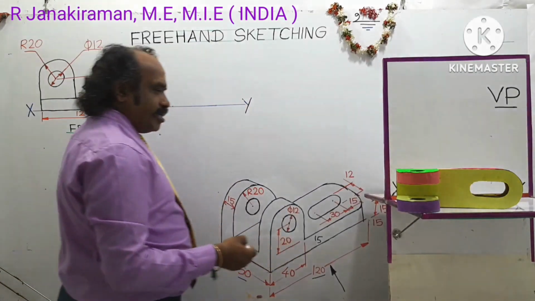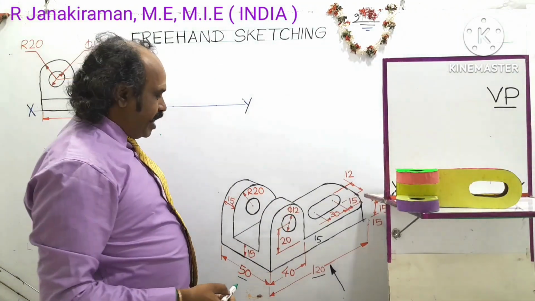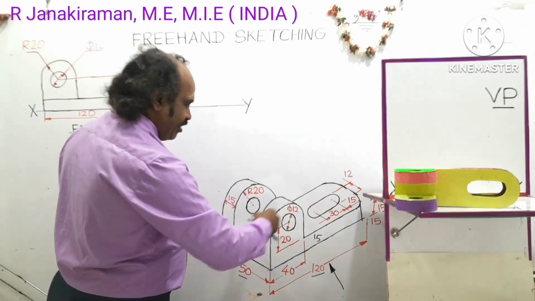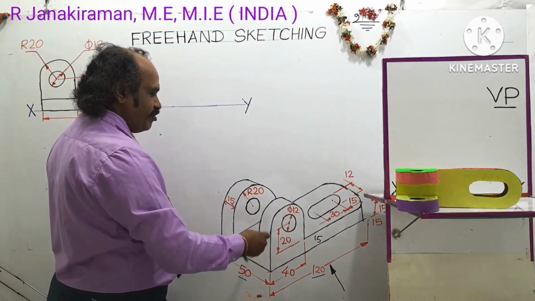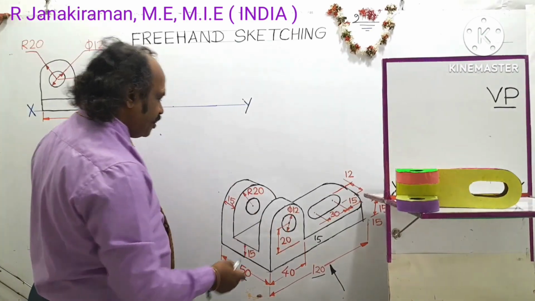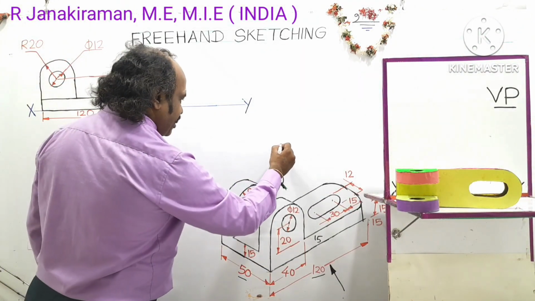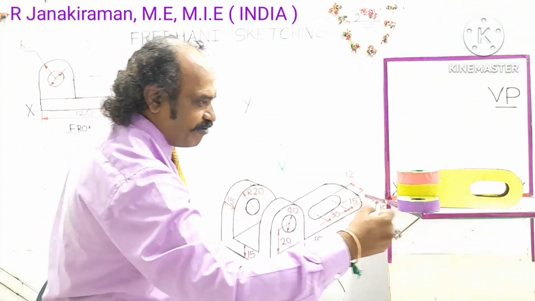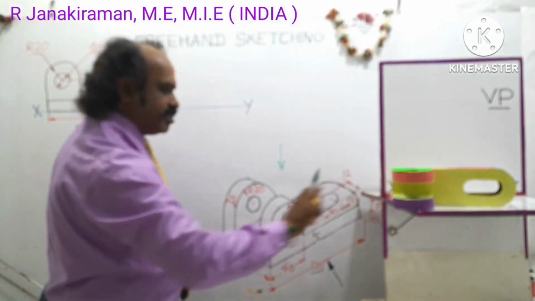In the examinations or in practice, the model will not be given in the exam. Only the 3D diagram will be given. You have to imagine and construct this front view, top view and side view. Looking from the top, the observer can see the view obtained, called the top view. You can see the length of the object and the breadth of the object.